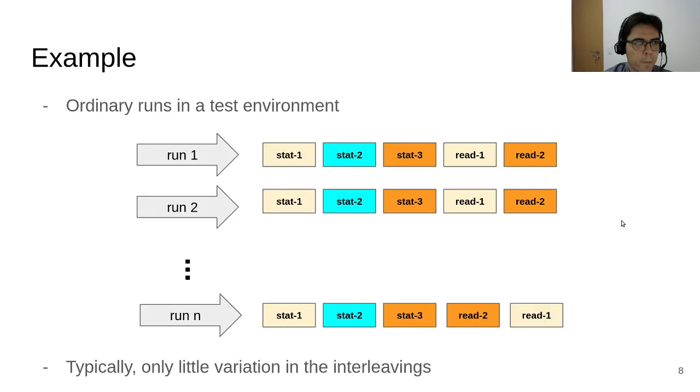This slide shows the behavior when running this test several times. In ordinary runs in a test environment using vanilla Node, there tend to be very few variations between the callbacks, or no variation at all. So typically there is only little variation in the interleavings.